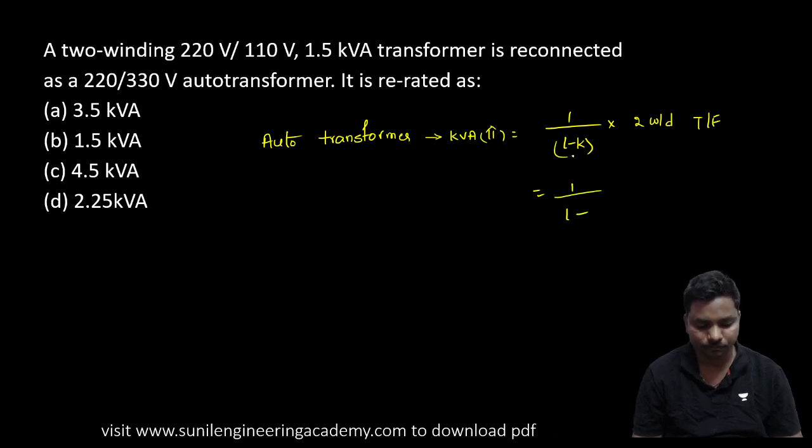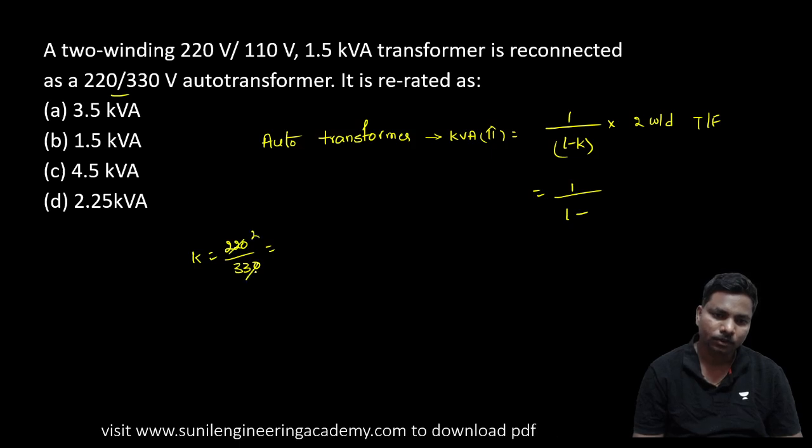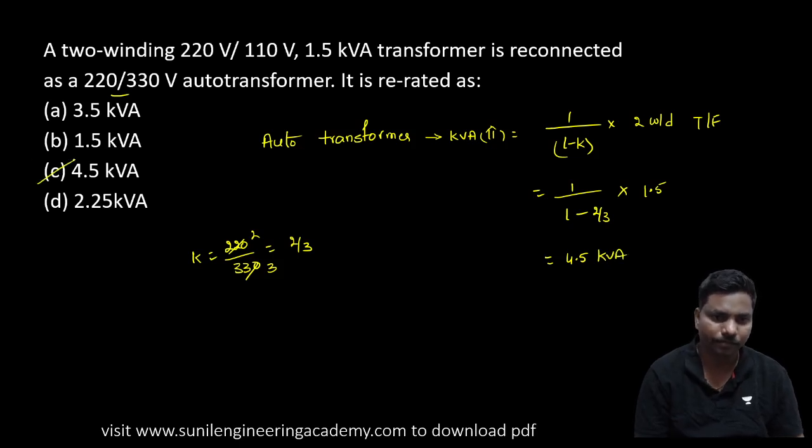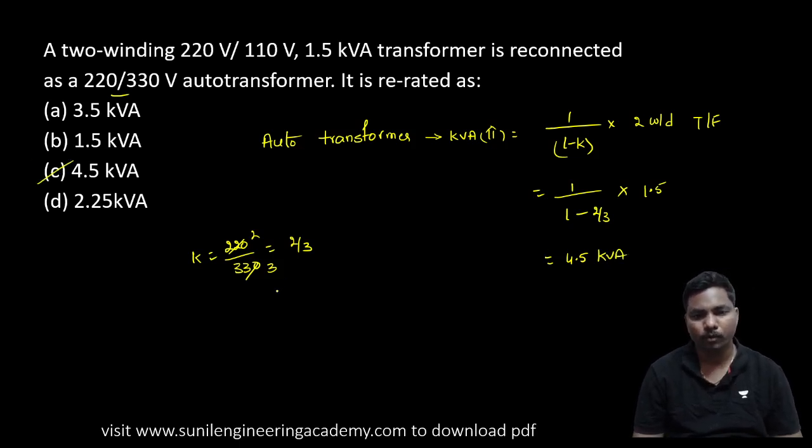So here it is like this, 220 by LV by HV, 2 by 3. So 1 by 1 minus 2 by 3 into the two winding transformer's 1.5. That is 3 minus 2 is 1, and the 3 comes to the numerator. 3 into 1.5, that is 4.5. So it will become 4.5 kVA. Okay, all of you clear?